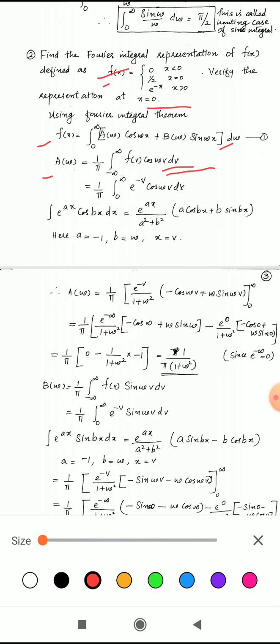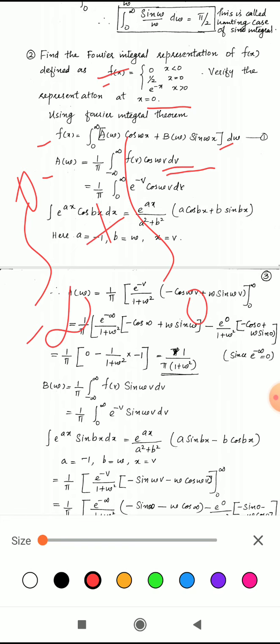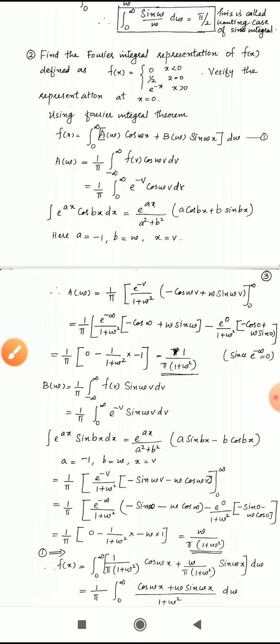So we can divide this interval as the integral from minus infinity to 0 plus the integral from 0 to infinity. Here x equals 0 is a point of discontinuity, so we have to substitute f(x) in these two intervals. In minus infinity to 0, the function f(x) is 0, and in 0 to infinity, the function f(x) is e raised to minus x.